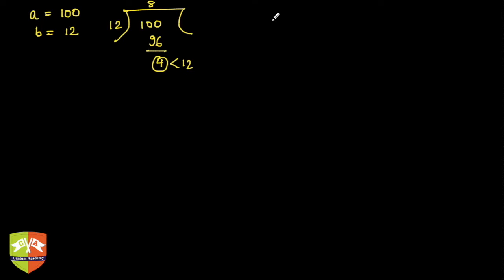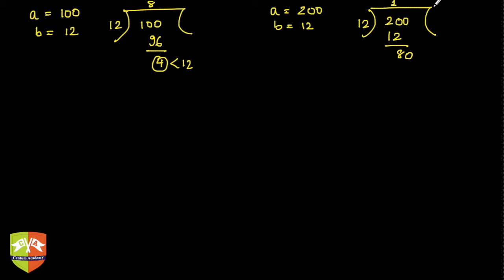Let us take another such example. Let A be 200, and B let us take as 12 only. Let us do this long division again. 12 and 200, how do we do it? 12 ones are 12, so this is 12, and then you get 8 as remainder, so you bring down 0, right? And then 12 sixes are 72, so the remainder is 8. Now, can we proceed further? No, we can't proceed further. Why? Because what is the termination point? When you get 8, which is less than 12, you stop.